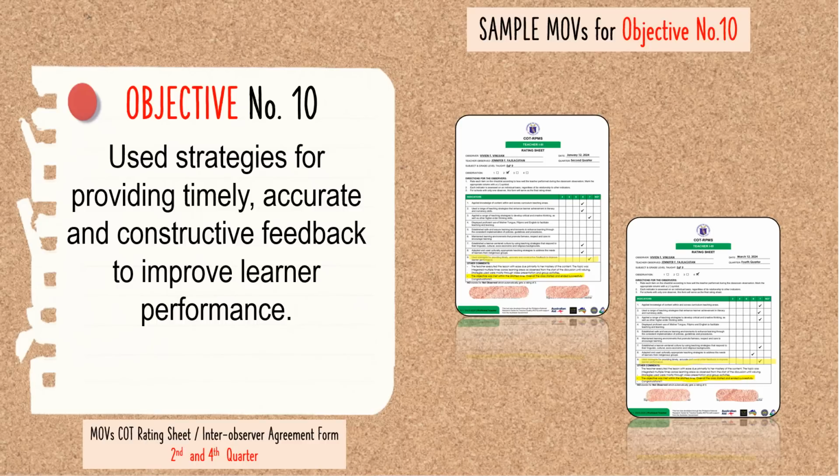For objective number 10, use the strategies for providing timely, accurate, and constructive feedback to improve learner performance. So this objective po is indicator number 9 sa ating rating sheet, and this is observable during second and fourth quarter. So 2 pong MOVs ang ilalagay natin sa ating portfolio.